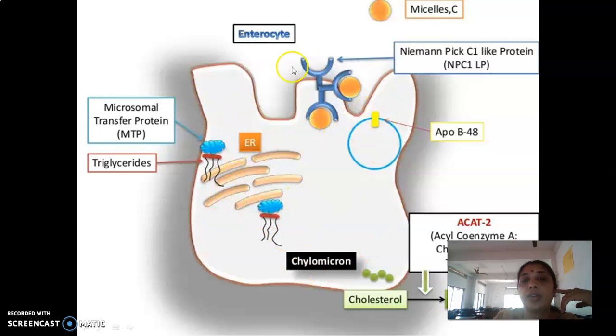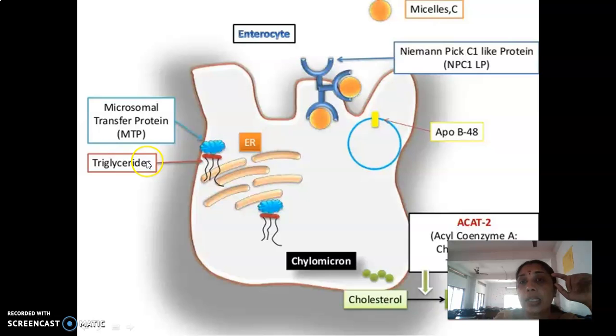So this is our enterocyte, or intestinal luminal cells. So the TGs are formed. See the TG. The TG is taken up by the microsomal transfer protein in the endoplasmic reticulum, and this MTP, it's a protein, enables the chylomicron formation by enabling the TG to move into the chylomicron along with phospholipids. And ACAT is another enzyme which converts cholesterol to cholesterol esters. So MTP transfers TG to the chylomicron, while ACAT catalyzes the conversion of cholesterol to cholesterol esters.